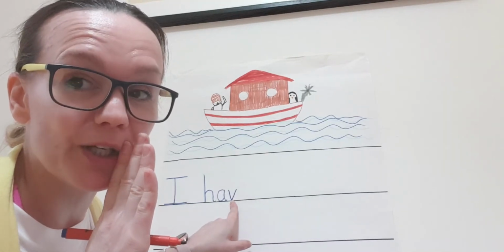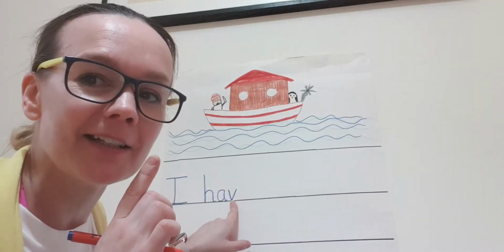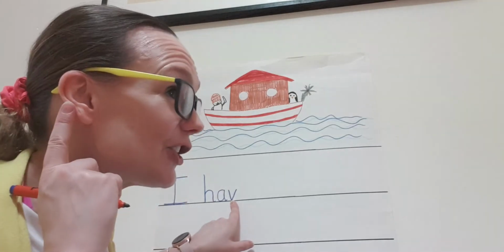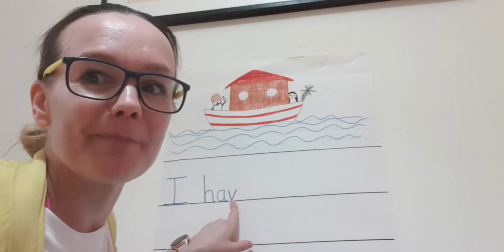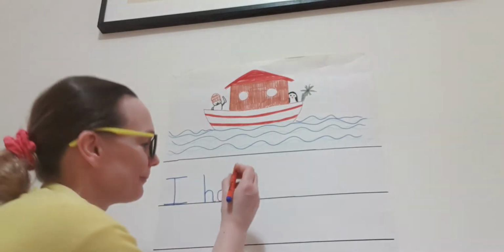I'm going to tell you a secret. This is a tricky word. It has a secret letter on the end. And it's a secret letter because you can't hear it when you say it. It's an E. I know some of you have been practicing writing S, so have a go.